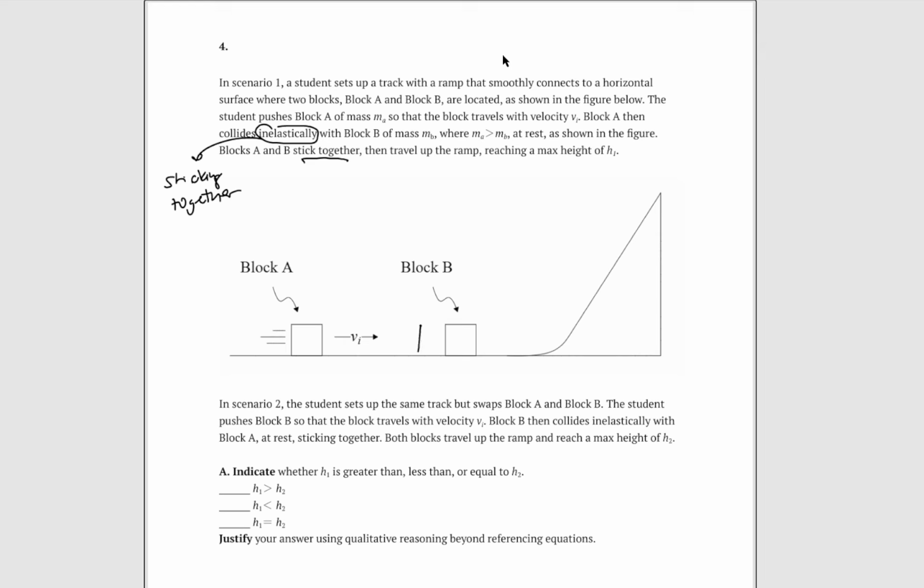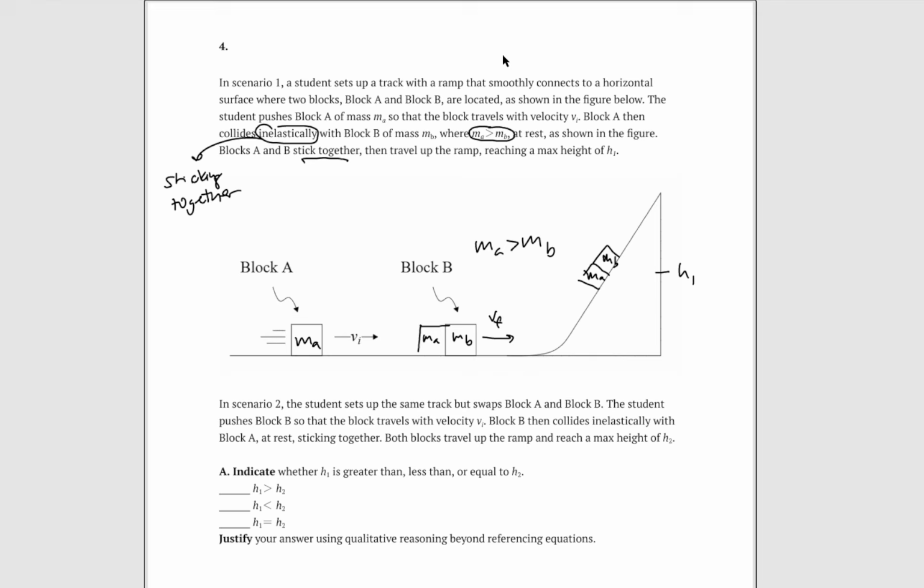So I'm just going to annotate. See, they stick together right here. I'll put MA and MB, and they're moving with some velocity, I'll put VF. And then they come over here and reach a height, what does it say? H1. And I'll write this is MA, and this is MB. Also, another important thing to note is that MA is greater than MB. So I'll just write this right here to make sure we remember that.